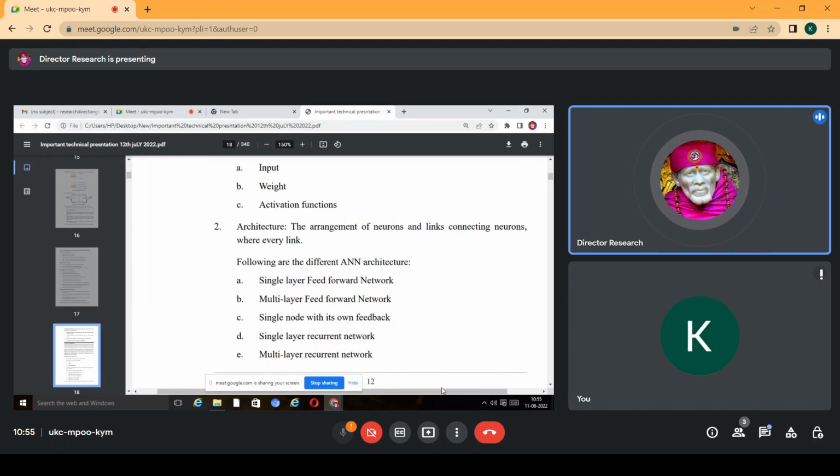The following different artificial neural network architectures are available: single layer feed forward network, multi-layer feed forward network, single node with its own feedback, single layer recurrent network, multi-layer recurrent network. Just examine the below. All these you can examine very clearly in my presentation.